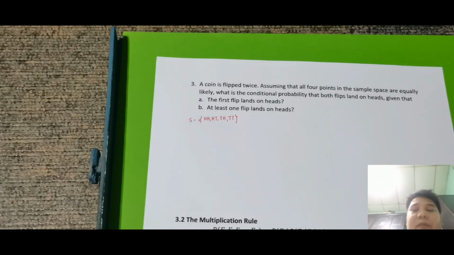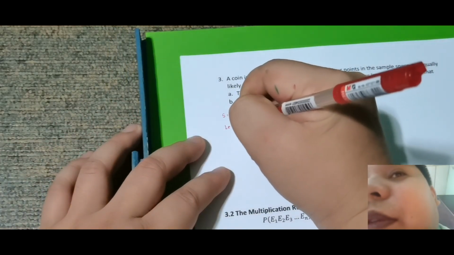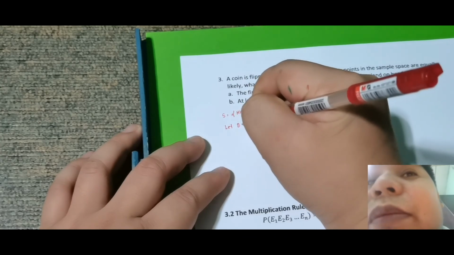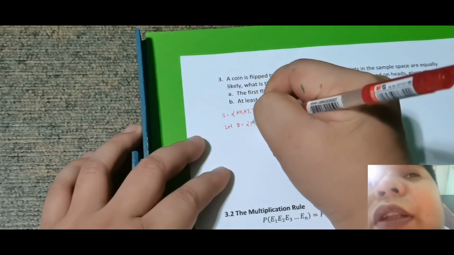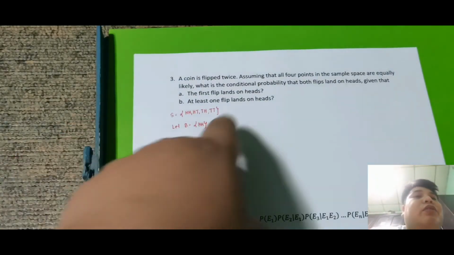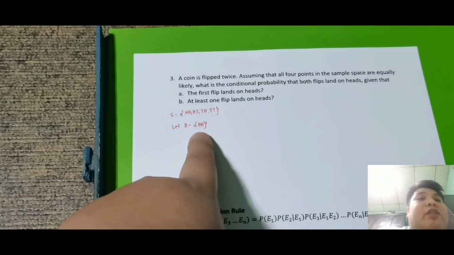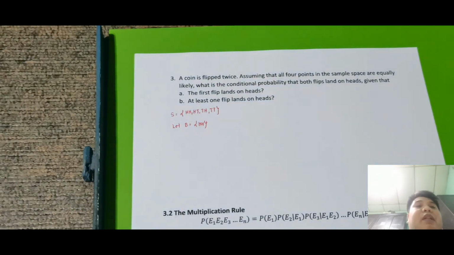So again, what does the problem say? Let's define the events. What is the conditional probability that both flips land on head? Let's call that B. Let B be the set containing HH. What does that mean? This is the event where both flips land on head.